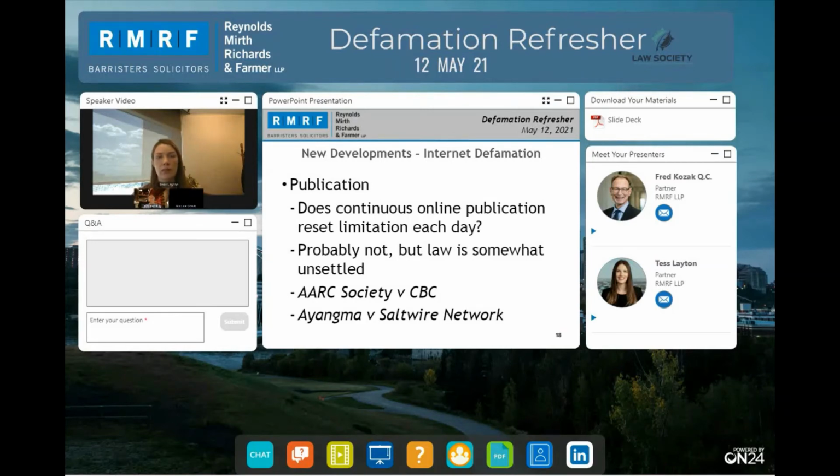The Guardian was later bought by the Saltwire Network, and essentially everything that was on the Guardian platform migrated to the Saltwire platform. Enyama sued right after that happened and said essentially that because it was migrated to a new platform, it was republished, and therefore the limitations period reset. The Chambers judge rejected that argument, and the Court of Appeal did as well.